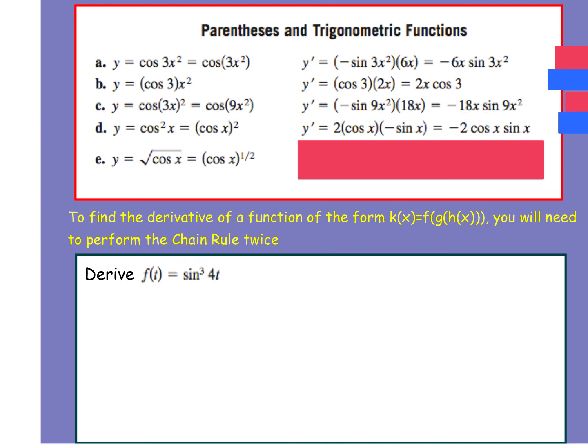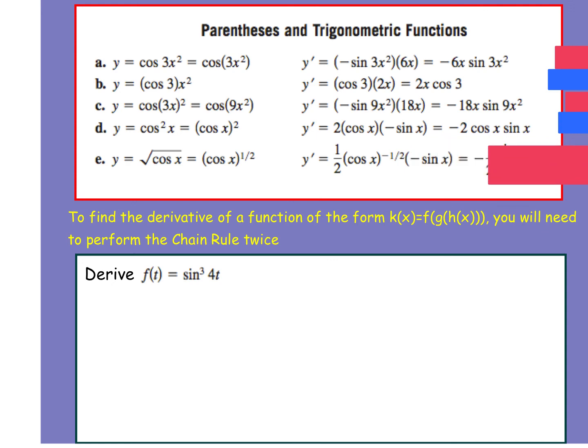All right? And sometimes we need to rewrite it. If it's a square root, we need to rewrite it as a 1/2. So this is when a 1/2 comes out front, and then power of what? Negative 1/2, and then what pops out? Negative sine. All right, and then we could simplify it. All right, pretty good? All right, but sometimes we have a chain rule that's more than one chain.